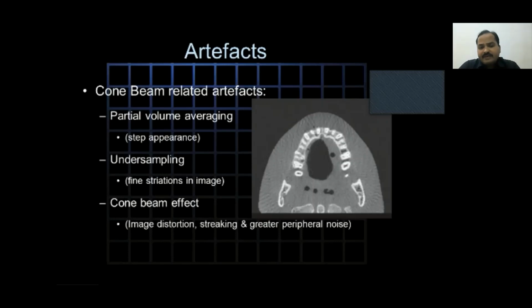Then the cone beam effect will be seen as image distortion, streaking in the image, or greater peripheral noise, because the beam which is produced as a cone will have an end also, and at the end of that beam the acquisition of the data is reduced.